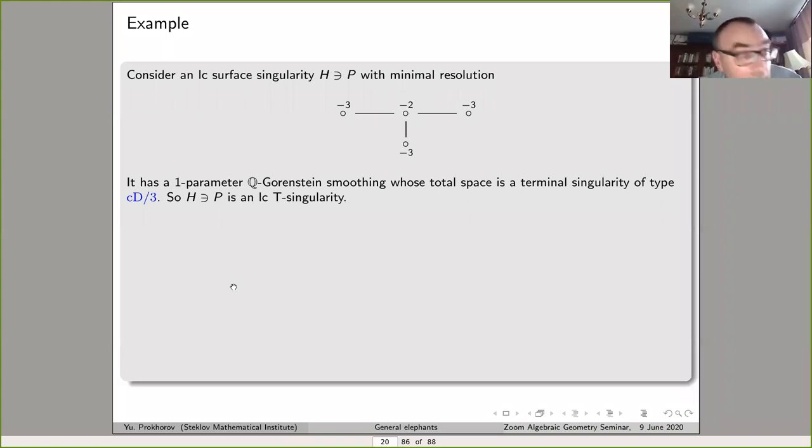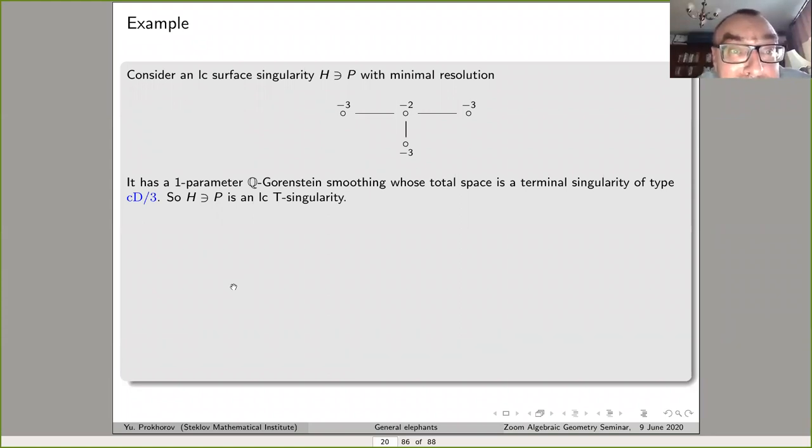Finally, let me give an example of such a contraction described in our theorem. Suppose we have a log canonical surface singularity with the following minimal resolution. This is a quotient of a smooth germ by a tetrahedral group. It's easy to show that it has a one-parameter Kollár–Shepherd-Barron smoothing, and the total space is a terminal singularity of type cD/3. Vice versa, we can take a singularity of type cD/3, some specific singularity, and take a Hapland section. A certain sub-Hapland section gives us a singularity like this.